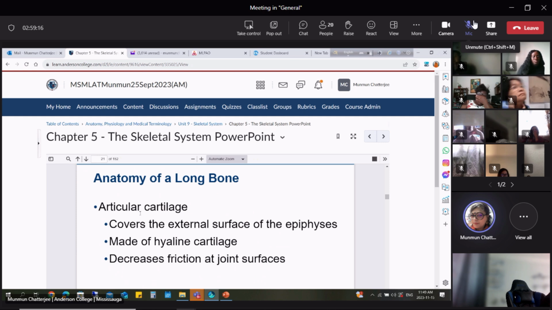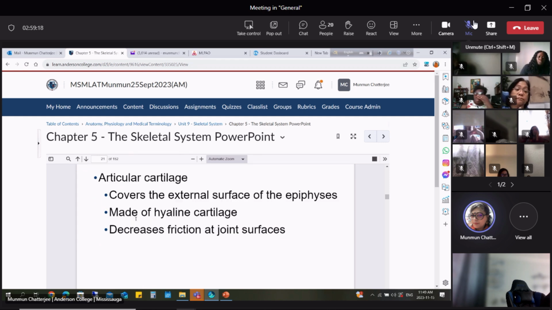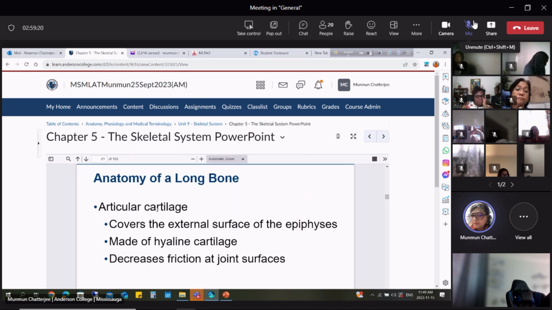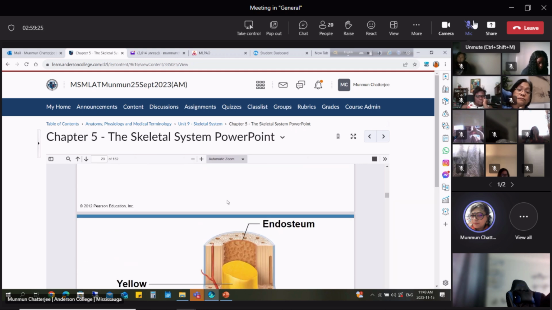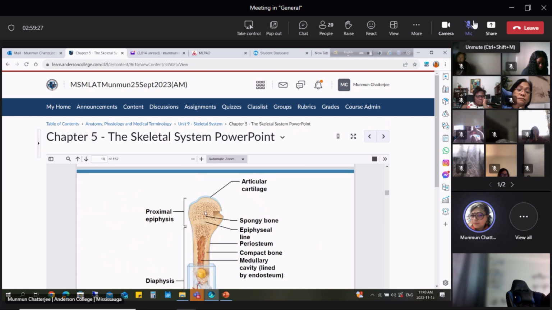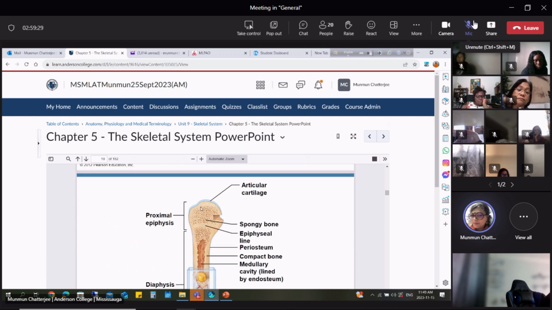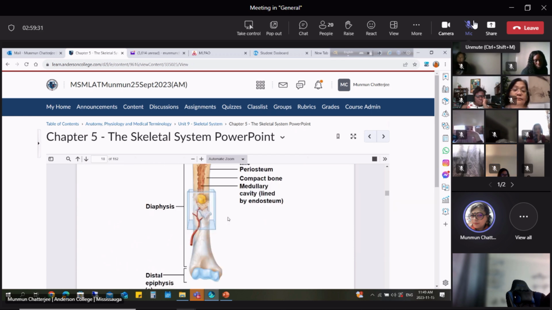So as I already told you, this is the anatomy of a long bone, continued. It has articular cartilage, right? We have seen it before. This is called the articular cartilage at the proximal end.